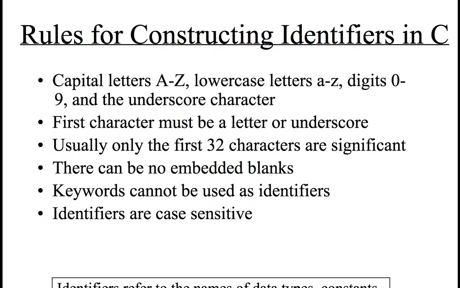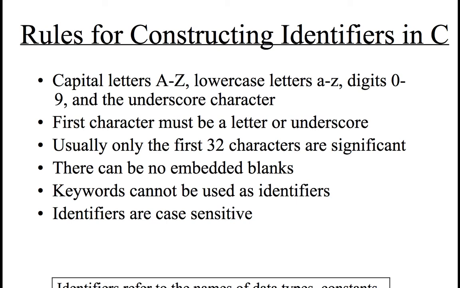Now, when we talk about identifiers, meaning the naming of a variable, there are certain rules for constructing identifiers in C language. Capital letters A to Z, lowercase letters a to z, digits 0 to 9 and the underscore character. The first character must be a letter or underscore. Usually only the first 32 characters are significant.